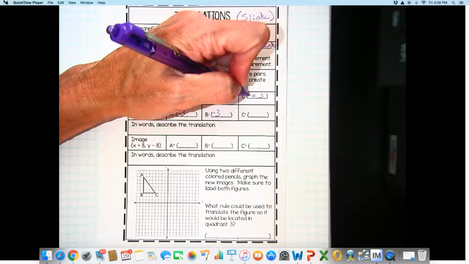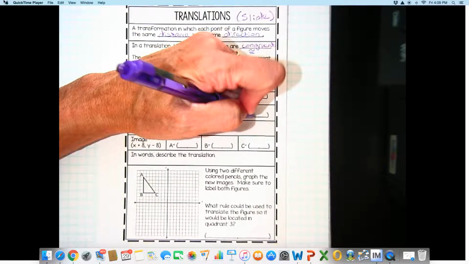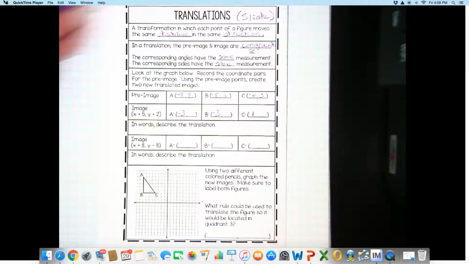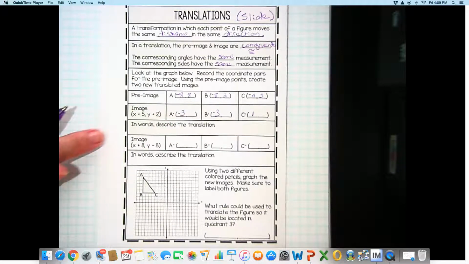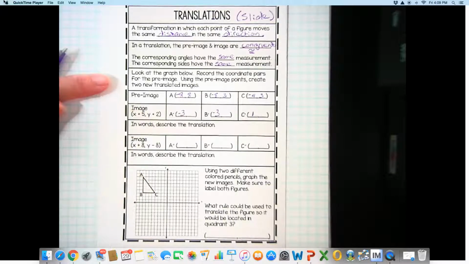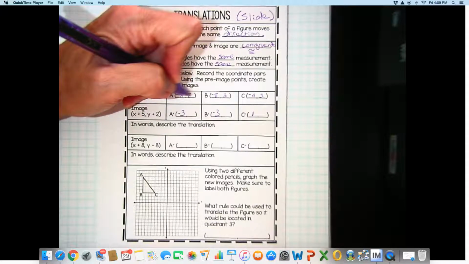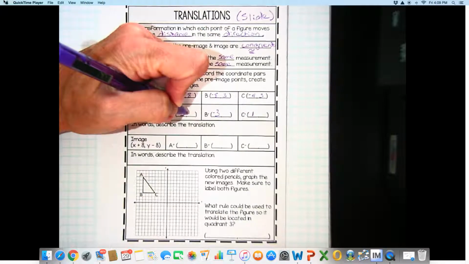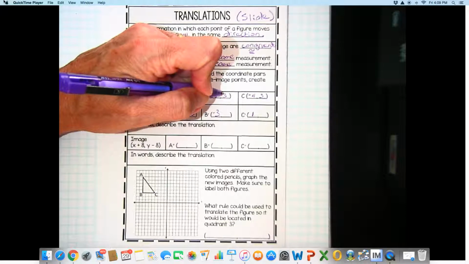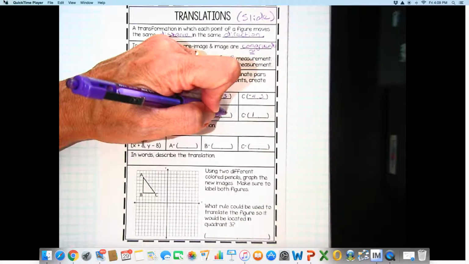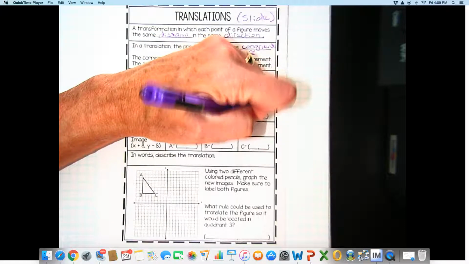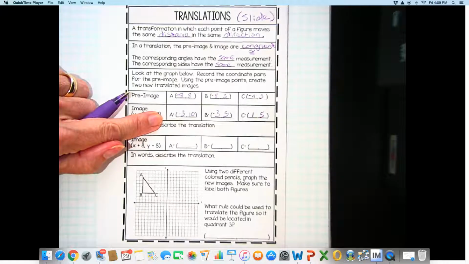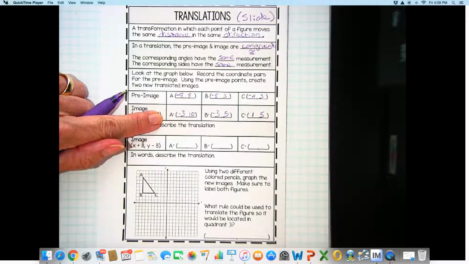Negative 8 plus 5 is negative 3 again. Negative 4 plus 5 is positive 1. Okay, so we added 5 to each one of our x values. Now we need to add 2 to our y values. So 8 plus 2 is 10. 3 plus 2 is 5. And 3 plus 2 is 5. Okay, so here are our new points for our new image.